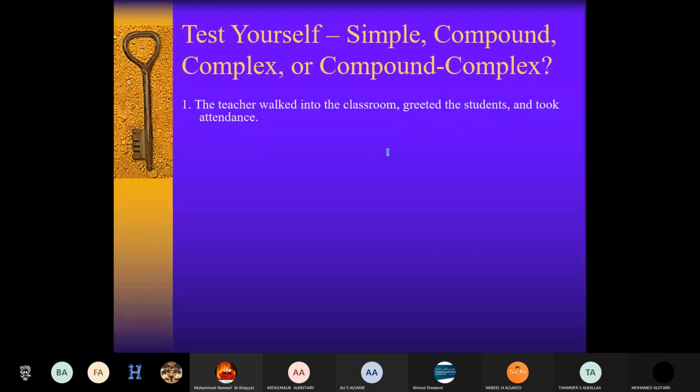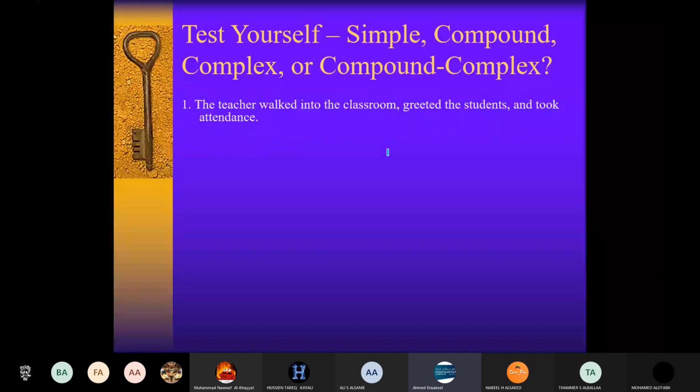Mr. Hussein, have you? Yes, teacher. What type of sentence is number one? The teacher walked into the classroom, greeted the students, and took attendance. Complex. Compound complex. So, two opinions for compound complex. Great. Khalid, type in the chat. The sentence in front of you on the screen: compound, complex, or simple? Compound, complex. Great. Very good, all of you.